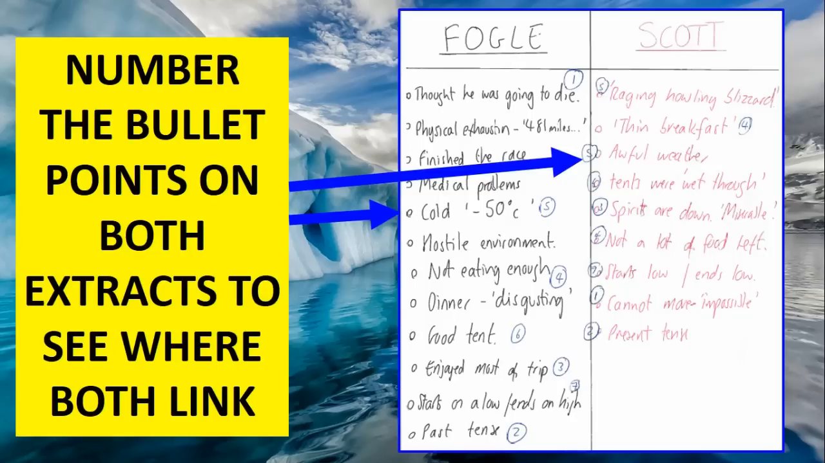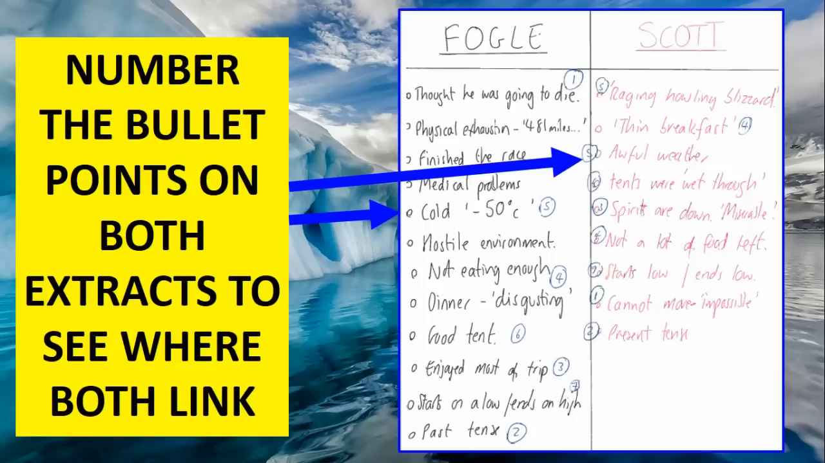But number four, we can talk about the food. For Fogle, I've got not eating enough, and for Scott, I've got thin breakfast, and they're rationing their food, so I'm going to talk about those two together. Number five, for Fogle, I've got cold, minus 50 centigrade, and for Scott, I've got awful weather, so I'm linking those ones. You'll see I've linked them all up in the table, left to right. Then I'm going to compare.